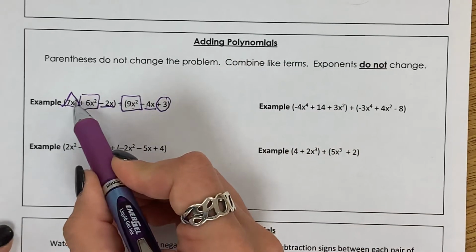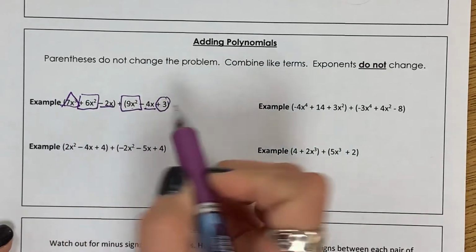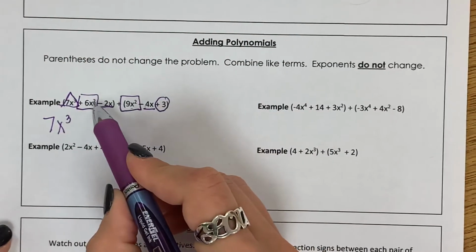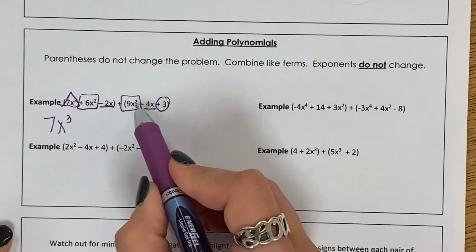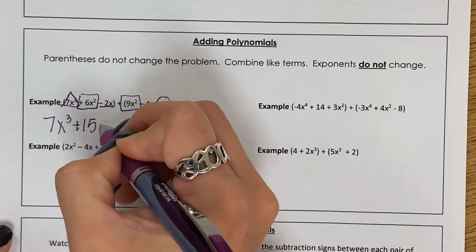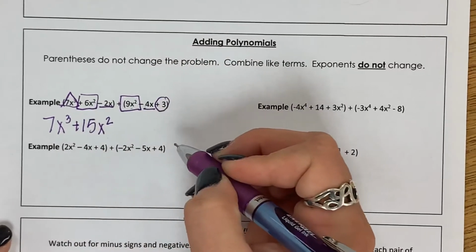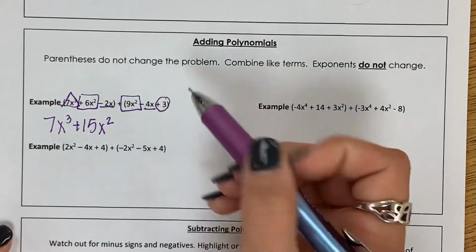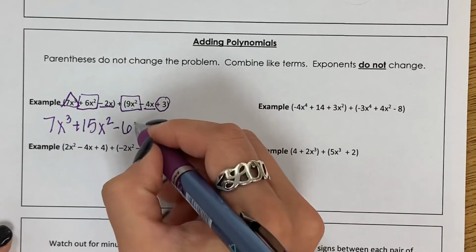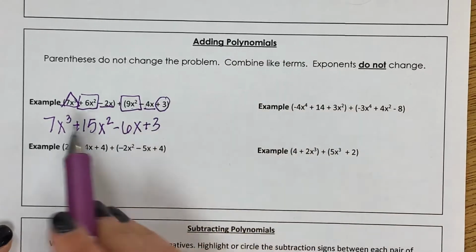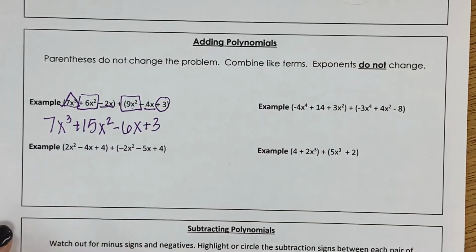So our greatest was 7x cubed, the triangle. I don't have any other ones, so I'm just bringing it down as is. Then 2 is next, so squared. So I have a 6 here and a 9 here. 6 plus 9 gives me 15, so 15x squared. Now I have negative 2x and negative 4x. We add those together, gives us negative 6x. Finally is our constant plus 3. Notice it goes 3, 2, 1, 0.